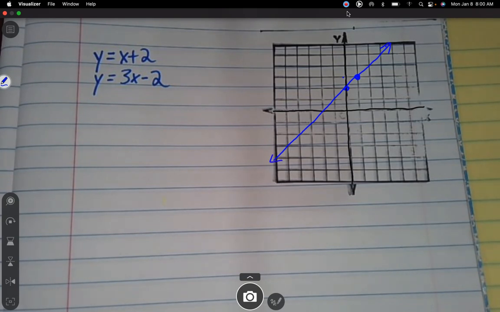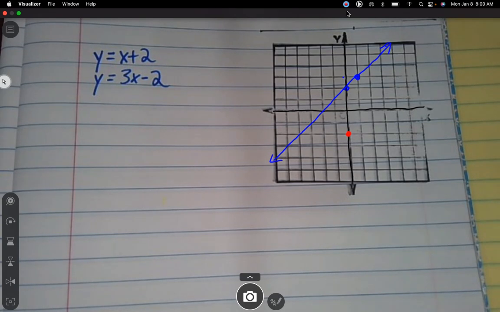Okay, I'll graph the second one. I'll do it in red. Tell me if you can't see that. Where does this one start at? Negative 2. So that means you go down 2. So I'm going to go down 1, 2. And plot that point. Everybody good with that?